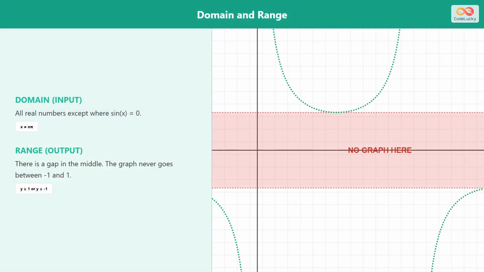Let's talk about the domain and range. The domain is all real numbers except for multiples of pi because of those asymptotes. For the range, notice the large empty space in the middle. The graph never enters the region between -1 and 1. The output is always greater than or equal to 1, or less than or equal to -1.